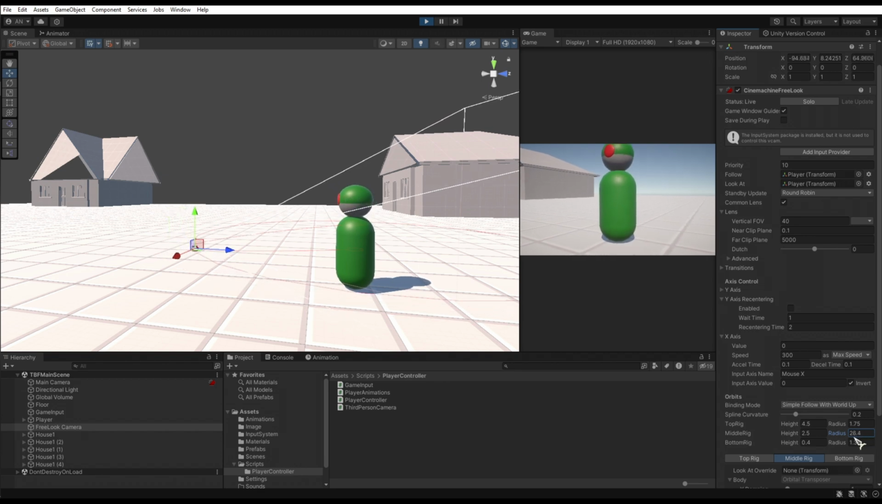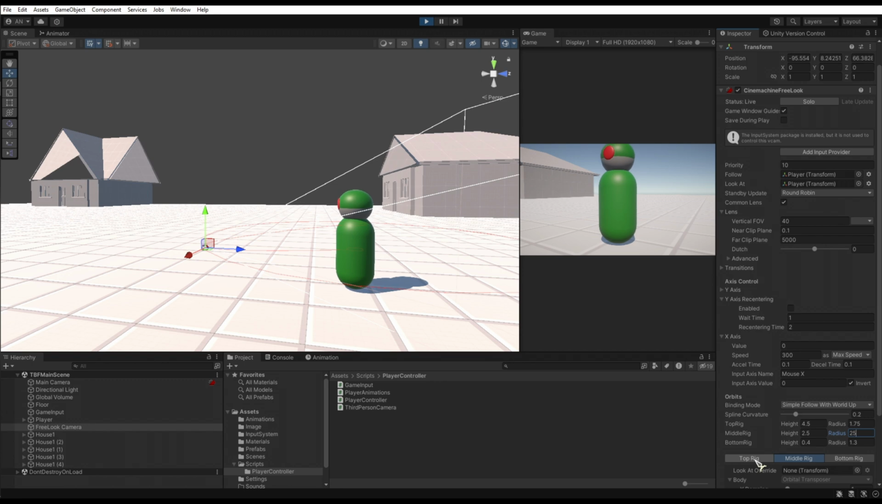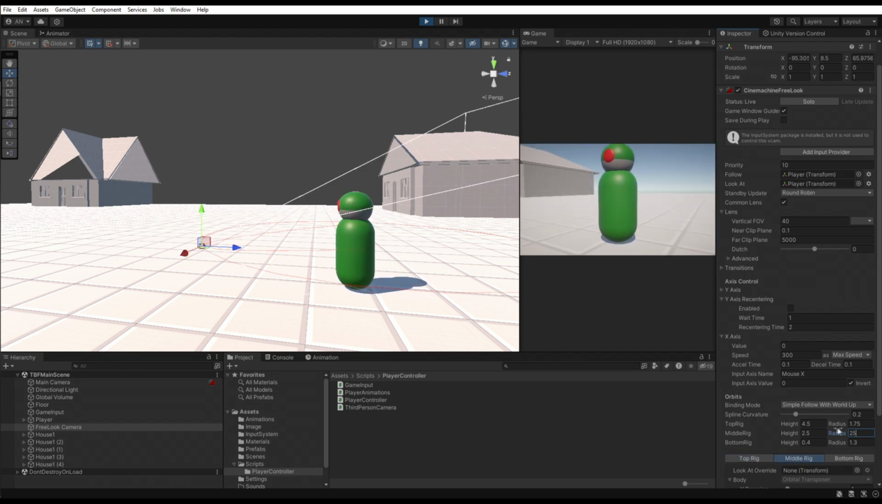And you have to also make sure that your other rigs' radius is also like that, because when it moves, it will just be jagged. It is in the top rig, but in the middle rig it will go back. So make sure that all the top, bottom and middle rigs are in accordance with each other.